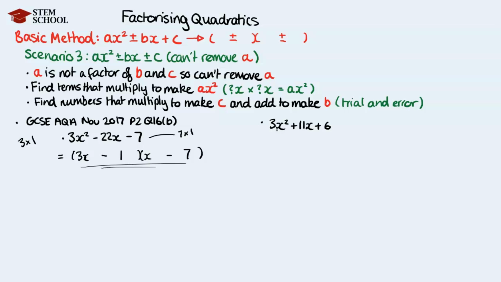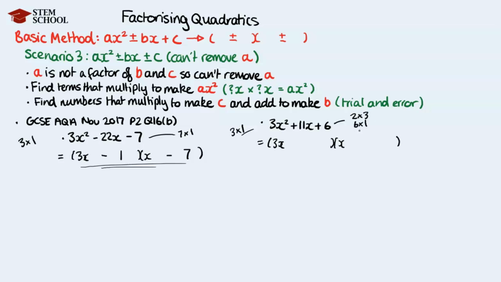So similar to before, we've got 3x squared. So I know that it'll be 3x in one bracket and x in the other bracket, okay? Because the only combination is 3 times 1 to make 3. Now let's look at the number 6, right? What combination of numbers make 6? We've got 2 times 3, and then we've got 6 times 1.